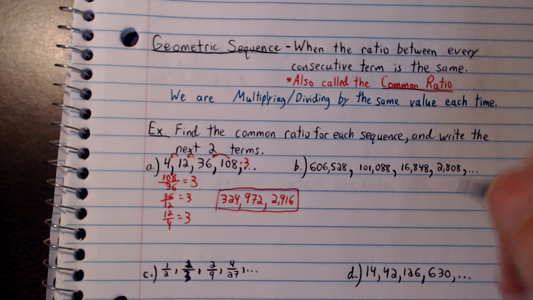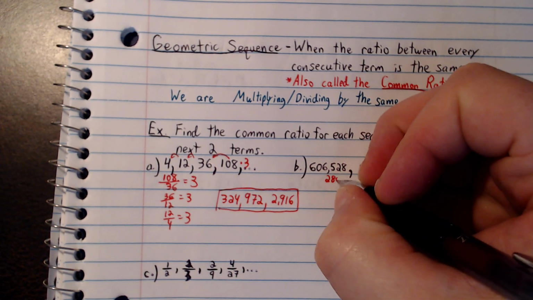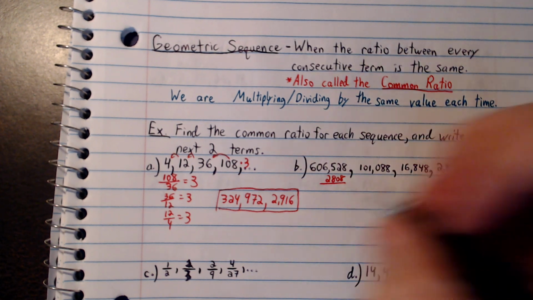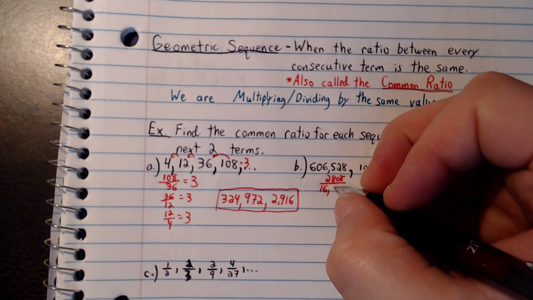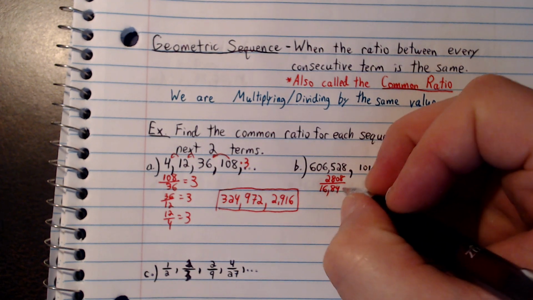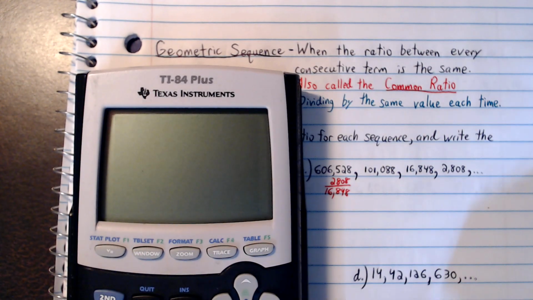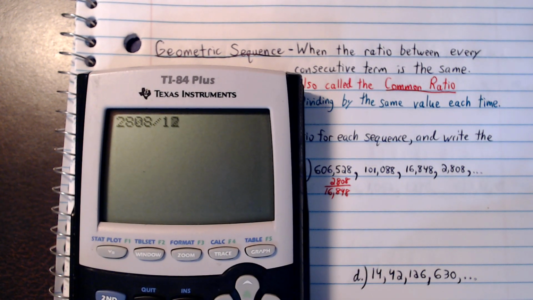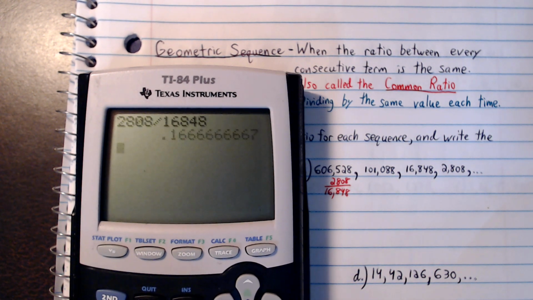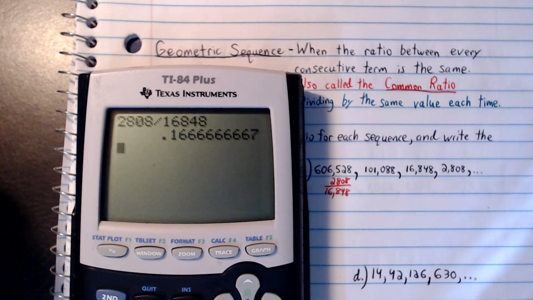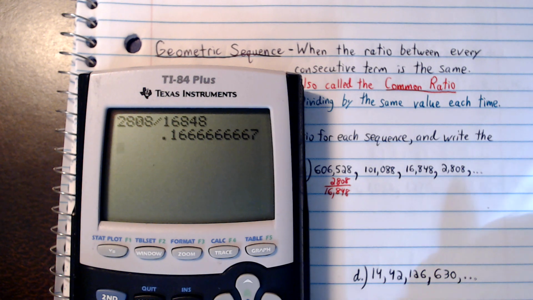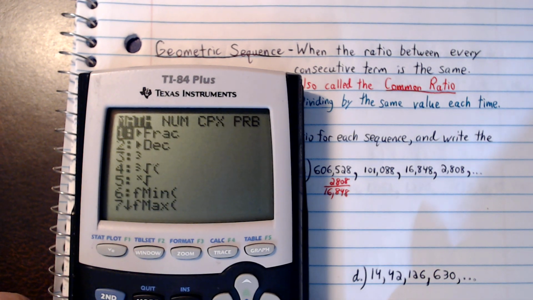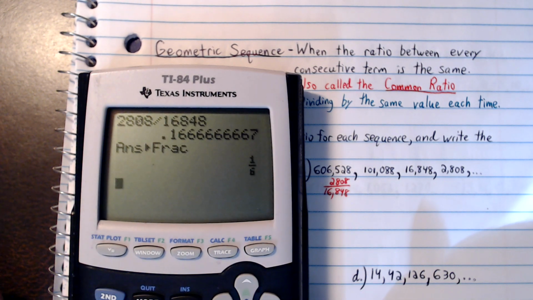This time we have 2,808 divided by the number prior, 16,848. Alright, so I'm going to do that on this calculator. 2808 divided by 16,848. It gave us a decimal, right? And this is what I was saying. Not really a big fan of the decimals. I want to know what that is as a fraction. So if I click on math on the calculator, the first option that comes up is frac. So press enter, enter, and look at that. It converts that into a fraction for us: 1/6.